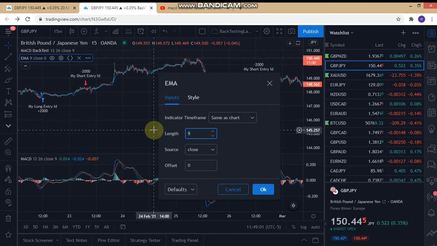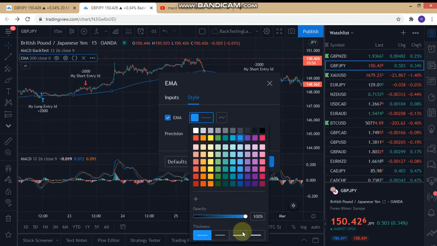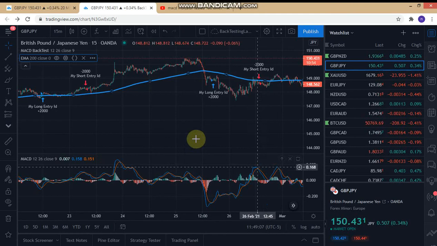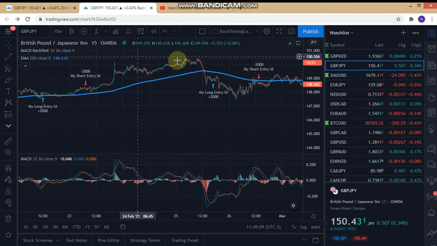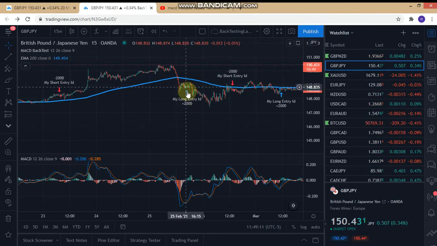That's 200, style, thicker. Okay, so the plan here is now to only take these long entries when you are above this line, and only take the short entries when you are below.